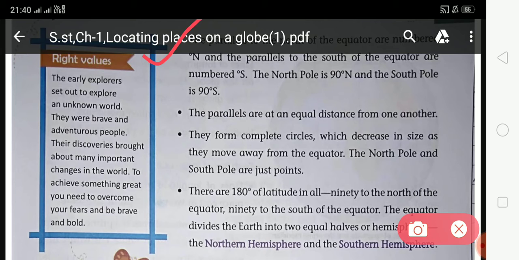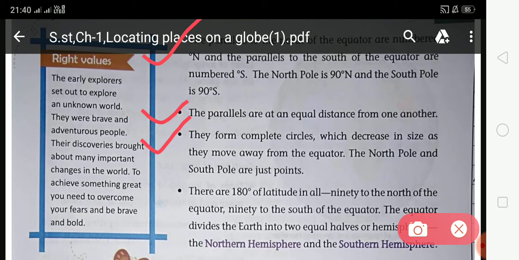Next, the parallels are at equal distance from one another. Here you can say parallel lines means the lines of latitude are parallel to the equator. You can say the distance between them is equal.